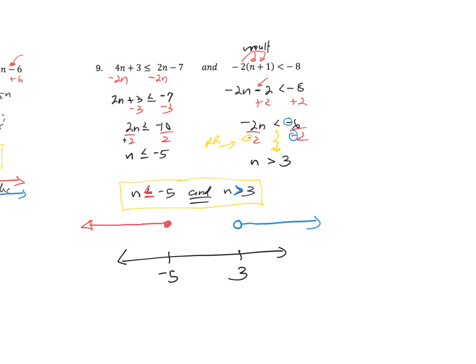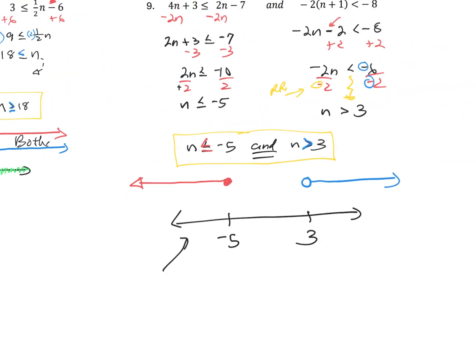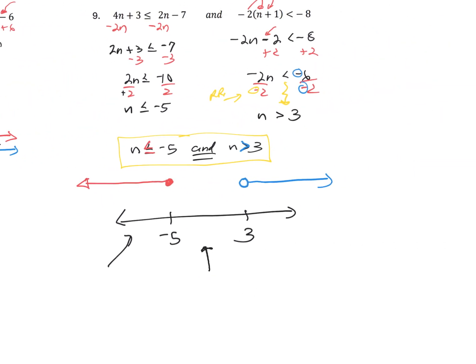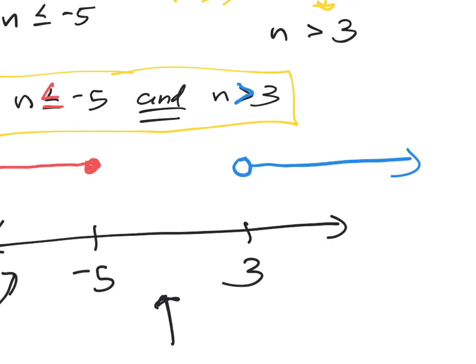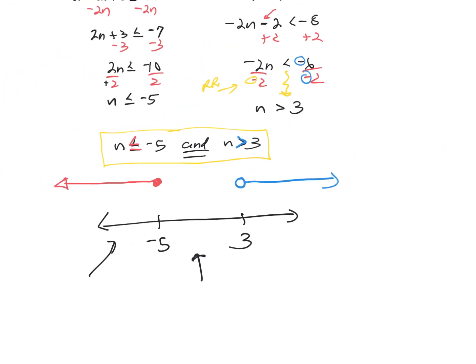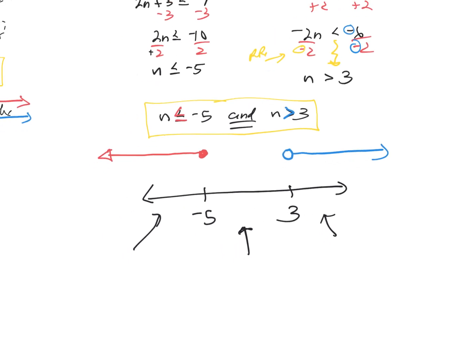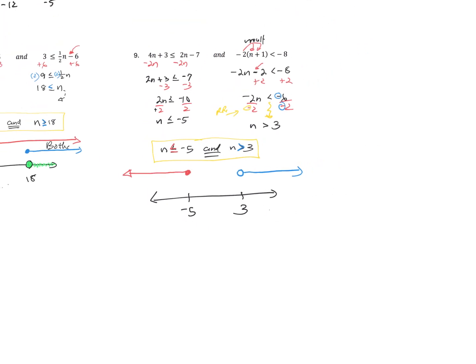And which interval has both colors? Does this one have both colors? No, this one just has red. Do the numbers in between negative 5 and 3? No, those don't have any colors. What about the numbers to the right of 3? That's just blue. There are no intervals that have both colors. So what do we have to say as our final answer? Yes, you have to then say no solution. If you don't say that, I can't give you credit. So that's your final answer.